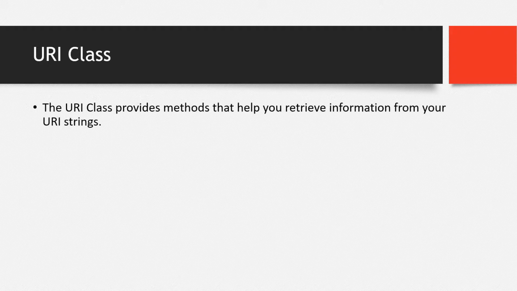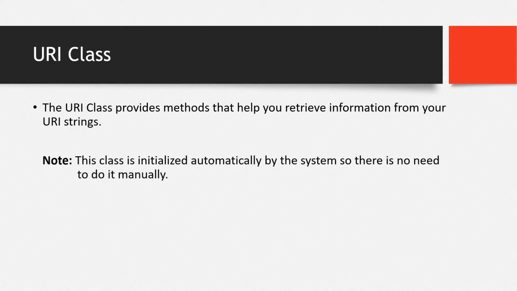Okay, so the URI class provides methods that help you retrieve information from your URI strings. Note, this class is initialized automatically by the system, so there's no need to do it manually. Okay, so basically guys, the URI class is a library wherein it consists of methods that we can use in manipulating or managing the URI segments.